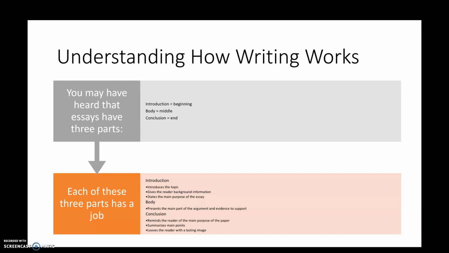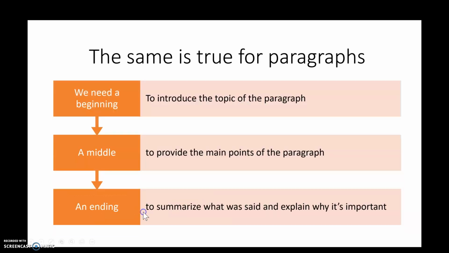Just like in fiction, we need something to start the story, start the paper. And we do the main part. In fiction, the main part of the story is the body or the middle. And then we tell what happens next and leave the reader with a sense of closure. That's the ending in fiction, the conclusion in an essay. Well, the same is true for paragraphs. We need a beginning to introduce the topic of the paragraph. Otherwise, the reader doesn't know where they are, what's going on. And we need a middle to provide the main points of the paragraph. And we need an ending to summarize what was said and why it's important.